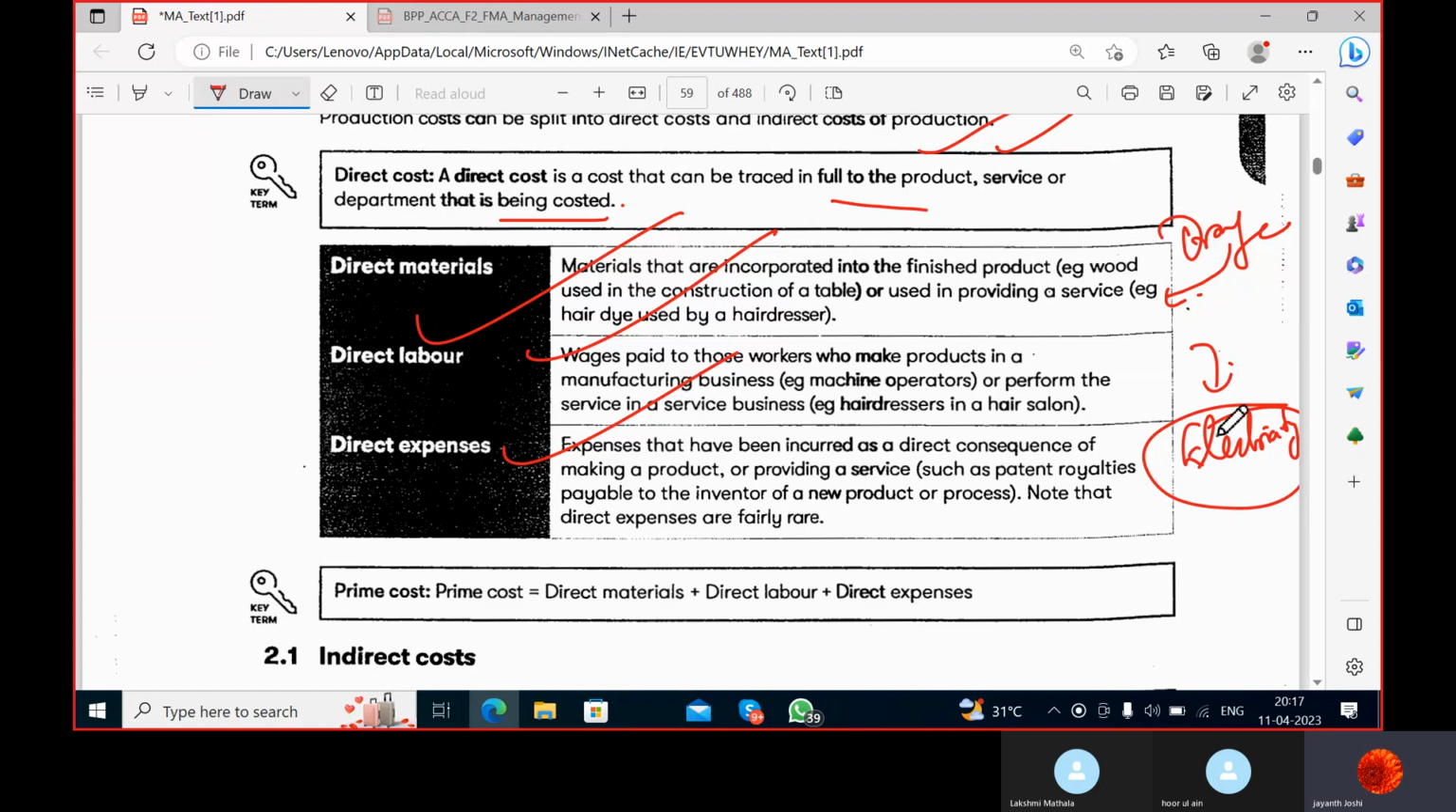Because electricity you are using for machinery, correct? You are using electricity or fuel for machinery. These are used in the machine for the production process. So they are directly involved. These are the expenses which you are incurring for the production process. Are those direct expenses or indirect expenses? Direct expenses. Okay.